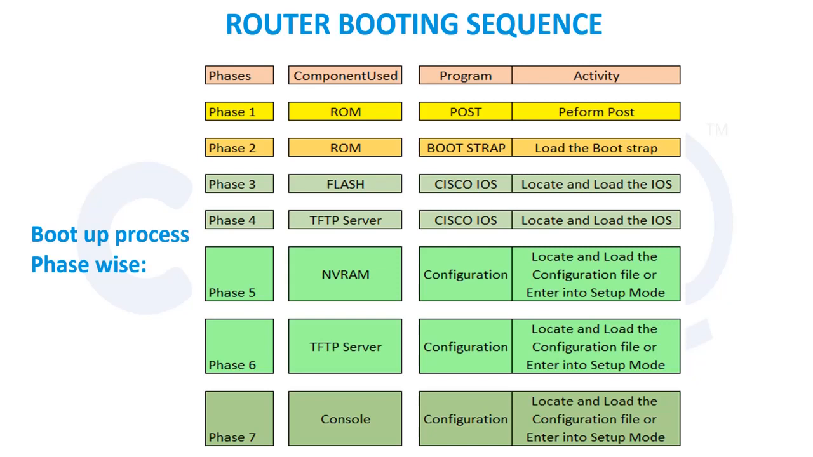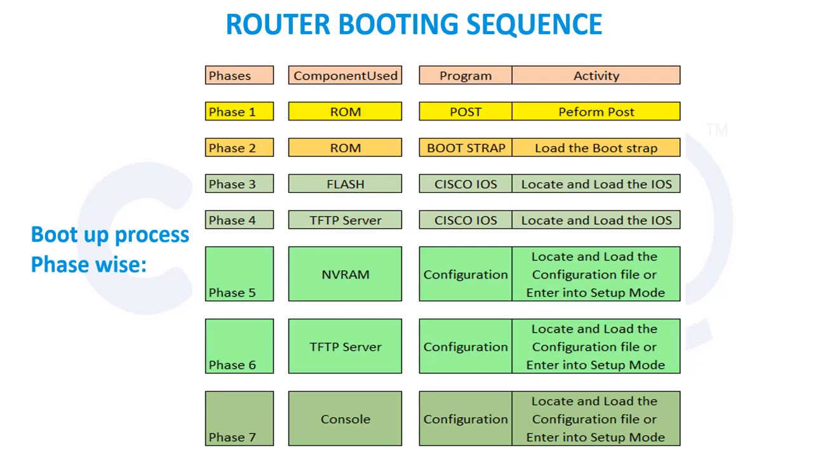If available, I'll just proceed. Otherwise, again, I'll go for a TFTP server and load the details. And finally, I'll go to the console prompt and wait for further commands to be executed. So this is the phase-wise manner for booting of the router.